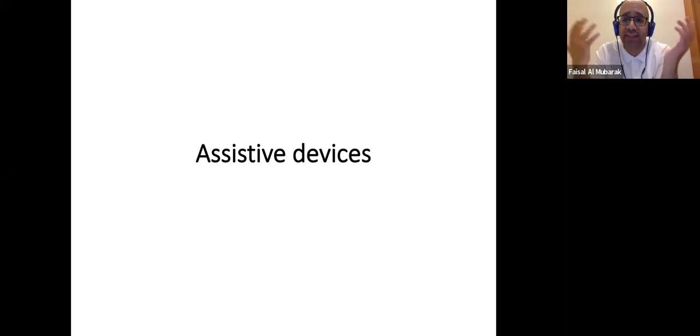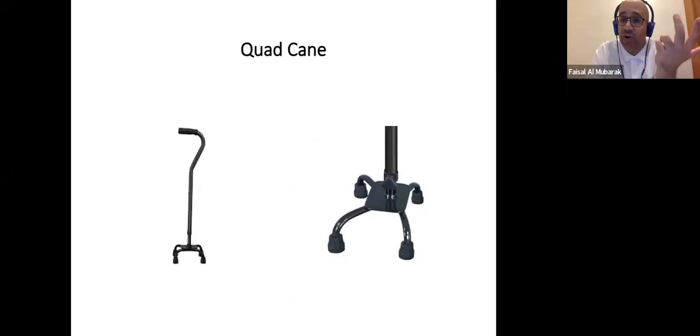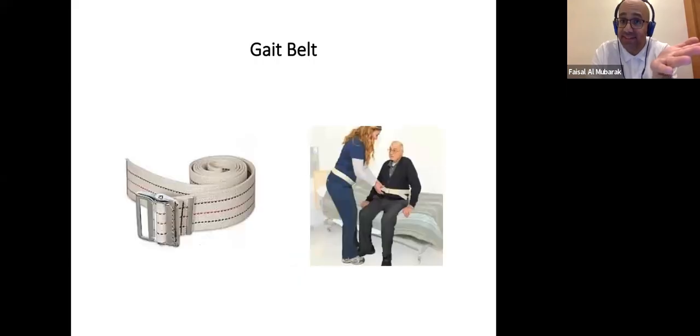A very important thing to know when you are dealing with balance impaired patients is that there is something we call a standard cane, a quad cane, a walker frame, and a belt. And this gait belt is for your safety as a practitioner and the patient's safety. It's not only helping to transfer; the main thing here is helping the patient to be safe, and the practitioner as well.